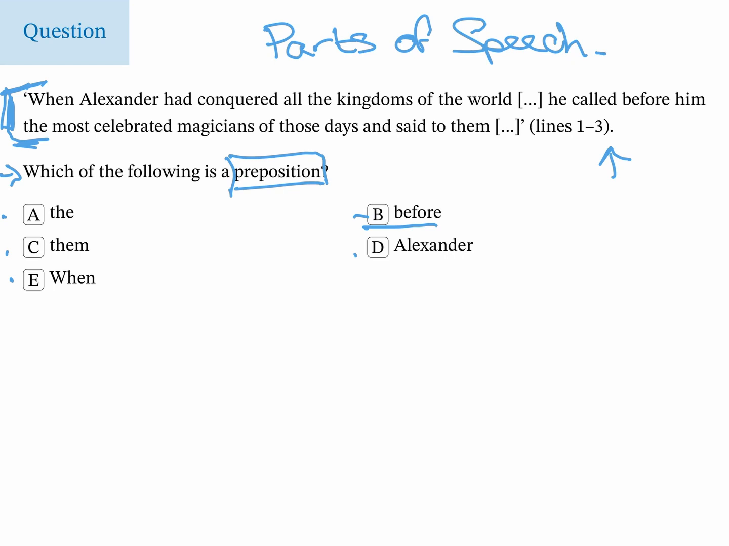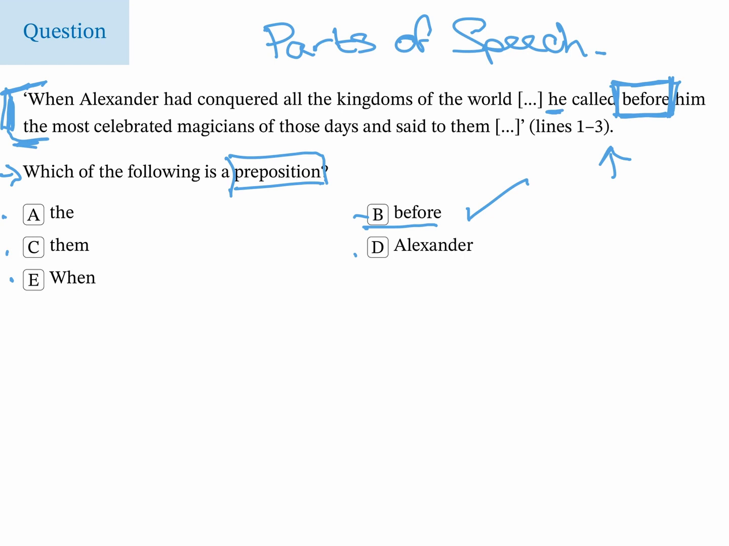And if we look in the sentence, we find this word before, and this is showing the place of the magicians in relation to Alexander. So Alexander called the magicians before him. So you guys are absolutely correct. Well done. Very good. You've been listening hard at school, so fantastic. So this word before, this is a preposition.